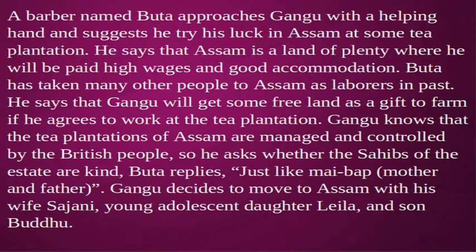A barber named Buta approaches Gangu with a helping hand and suggests he try his luck in Assam at some tea plantation. He says that Assam is a land of plenty where he will be paid high wages and good accommodation. Buta has taken many other people to Assam as laborers in past. He says that Gangu will get some free land as a gift to farm if he agrees to work at the tea plantation. Gangu knows that the tea plantations of Assam are managed and controlled by the British people, so he asks whether the Sahibs of the estate are kind. Buta replies, "Just like my Baap, mother and father." Gangu decides to move to Assam with his wife Sajani, young adolescent daughter Leila and son Budhu.